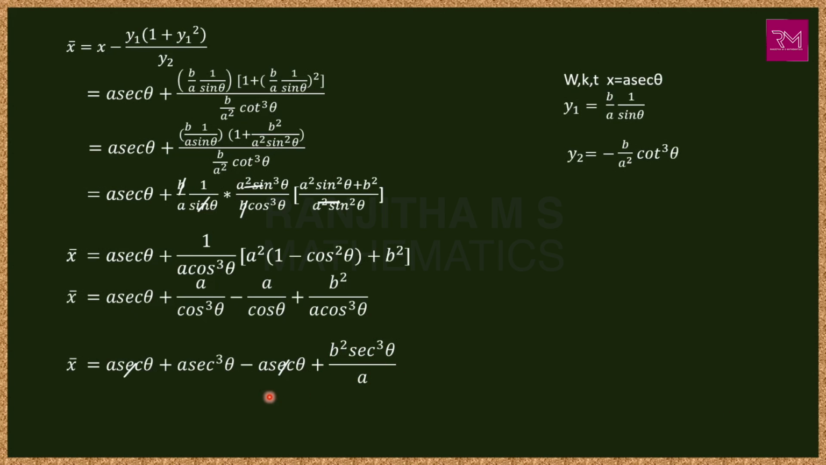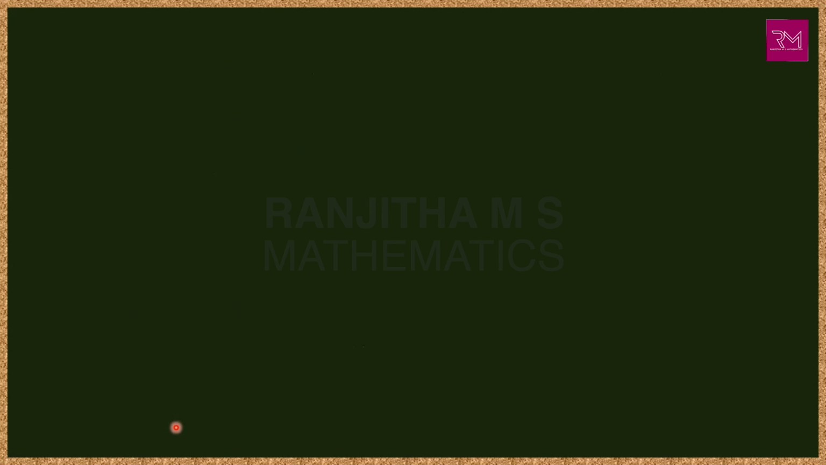Take a as LCM and secant cube theta outside the bracket and simplify, we get x bar value as (a square plus b square) by a into secant cube theta. This is our x bar. Similarly, we have to find y bar value.